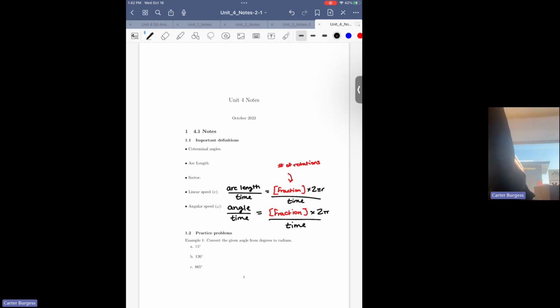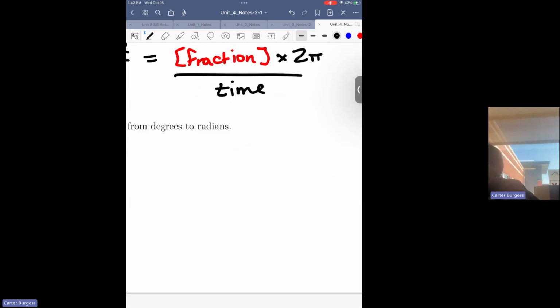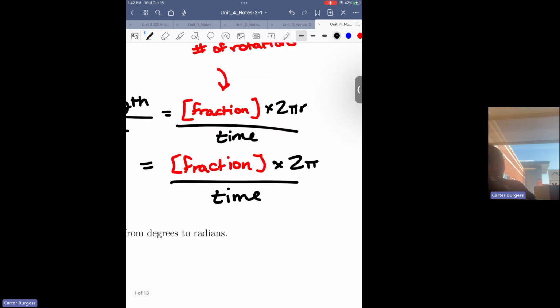Okay, so really the exact same thing that we just looked at. That's how we converted to radians down here. This is how we converted to arc length up here. And now we're looking at radians over some amount of time and arc length over some amount of time.